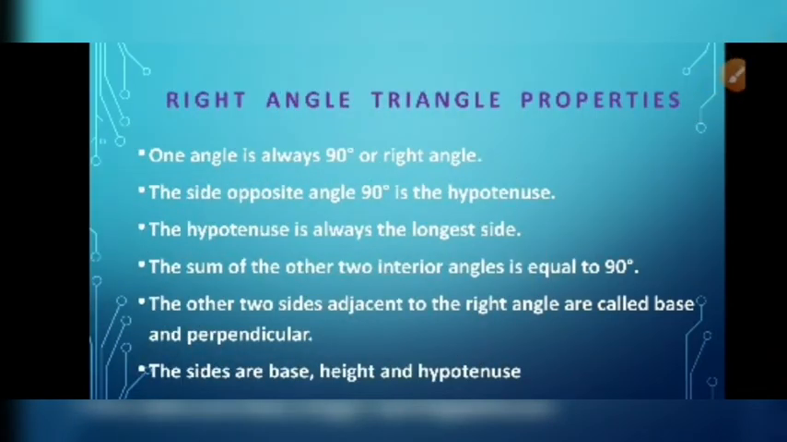So right angle triangle properties, one angle is 90 degrees. Opposite to 90 degrees is called hypotenuse. The hypotenuse is always the longest side. The sum of other two interior angles is equal to 90 degrees. The other two sides adjacent to the right angle are called base and perpendicular. So we say that the sides are base, height and hypotenuse.